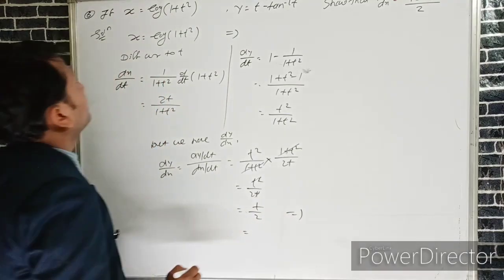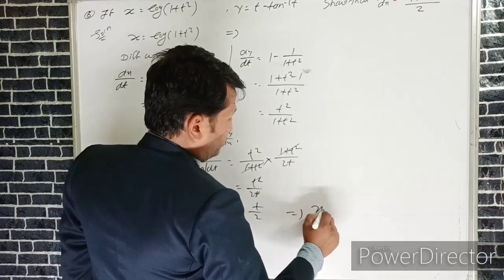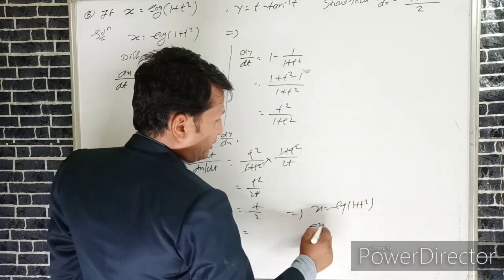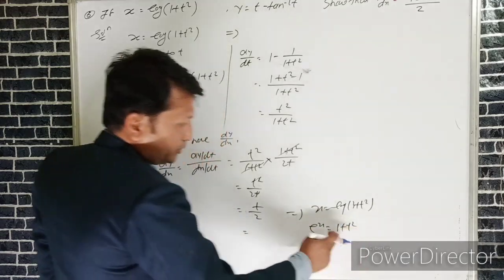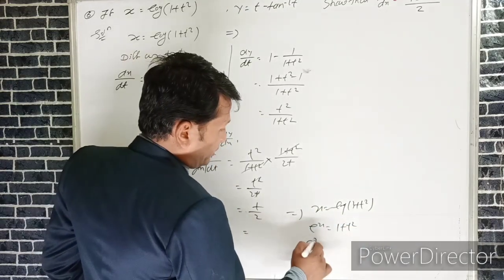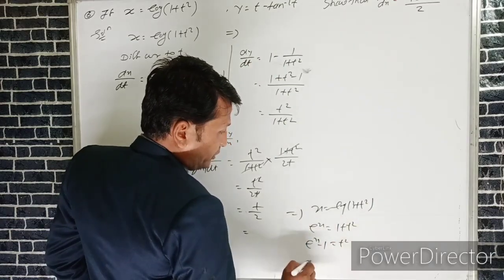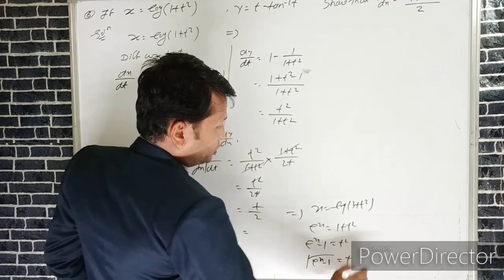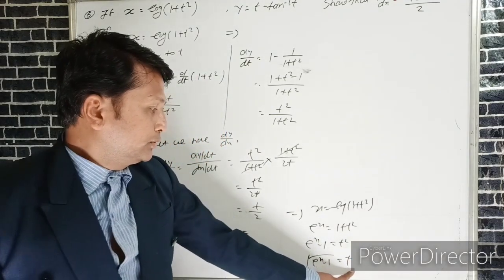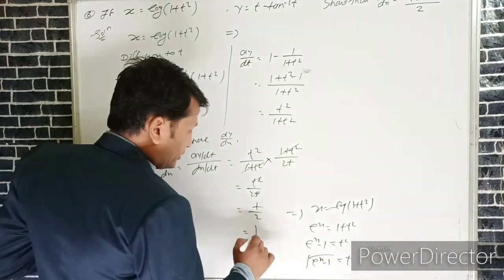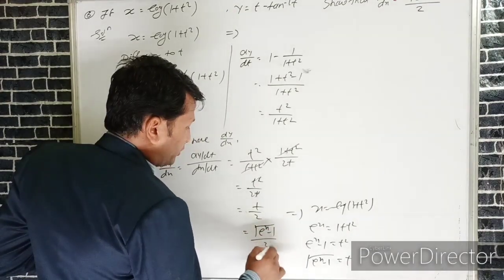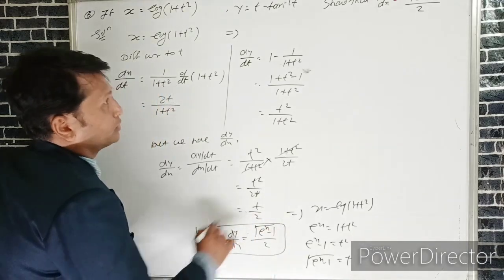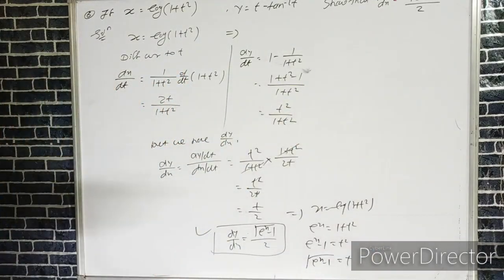Here we know that x is equal to log of 1 plus t square. If we take the log to the left side, we can write e to the power x equals 1 plus t square. If we take the 1 to the left side, we can write e to the power x minus 1 equals t square. If we take the square root on both sides, under root of e to the power x minus 1 equals t. If we put this value of t, we can write under root of e to the power x minus 1 upon 2, which is the required proof. dy upon dx is equal to under root of e to the power x minus 1 upon 2.